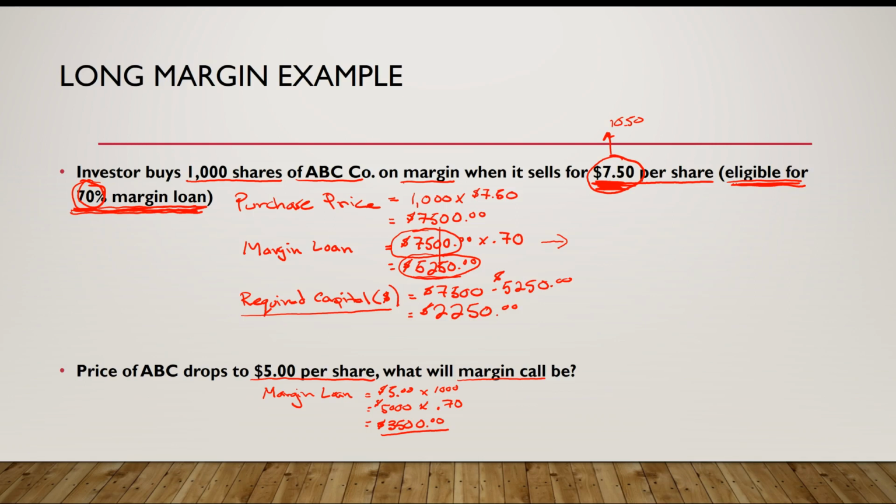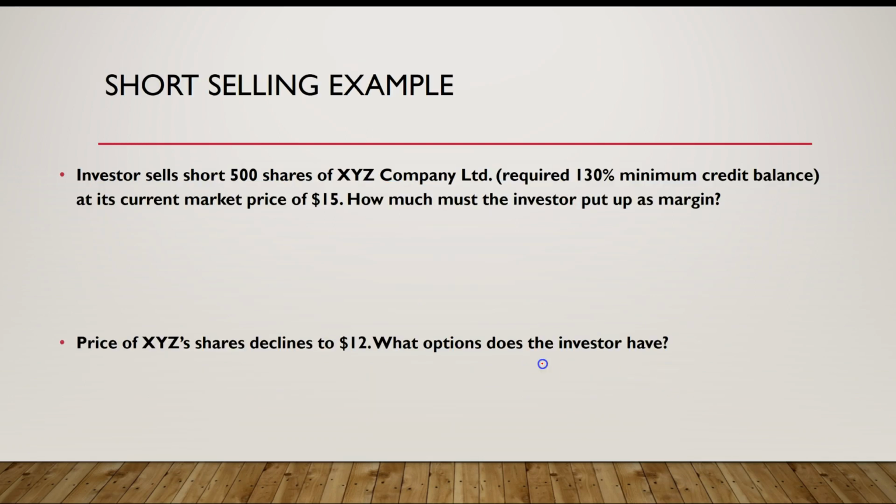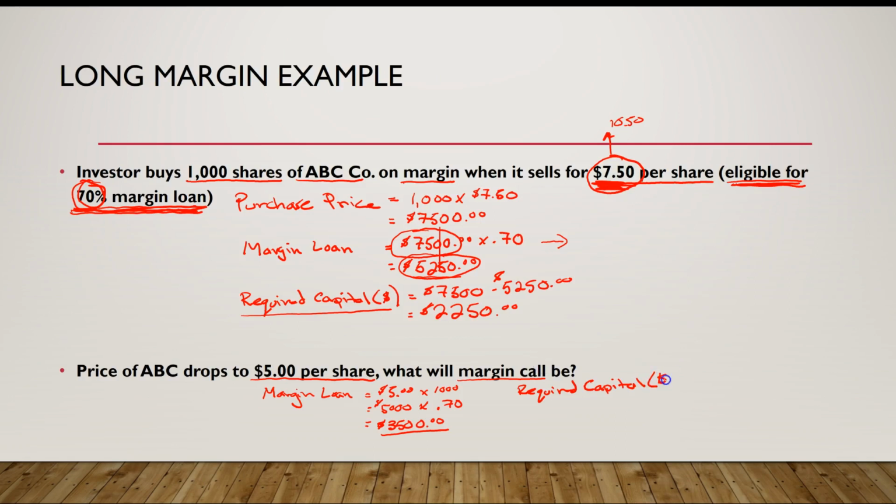So now the next question is, well, what is the required capital that I must put up in this account now? Before it was $2,250. Now all of a sudden the required capital is going to equal the original amount, the $7,500, minus the $3,500 revised broker loan, right? So this would be the revised broker loan down here. So now the required capital that I must put in is equal to $4,000.